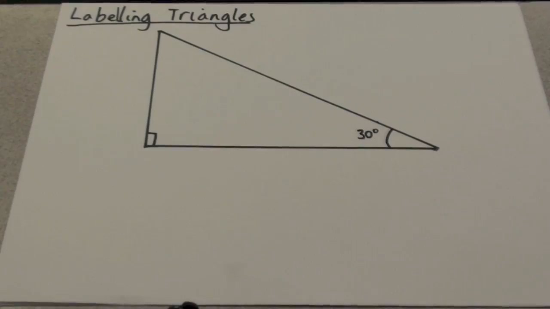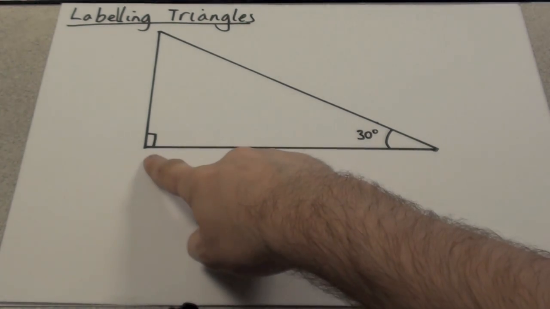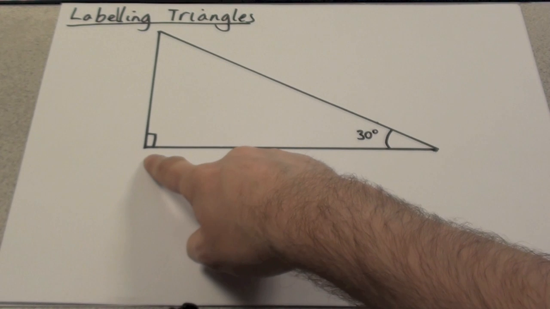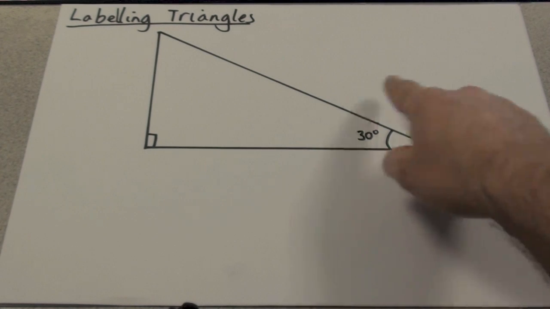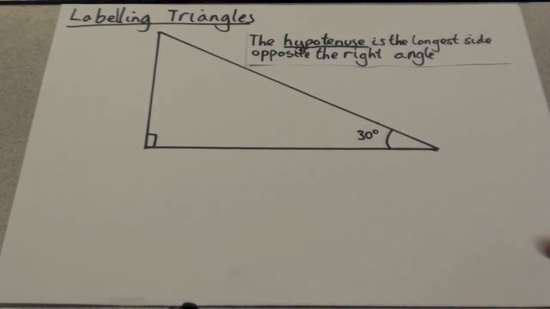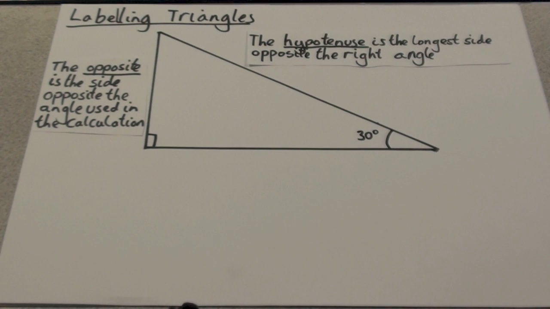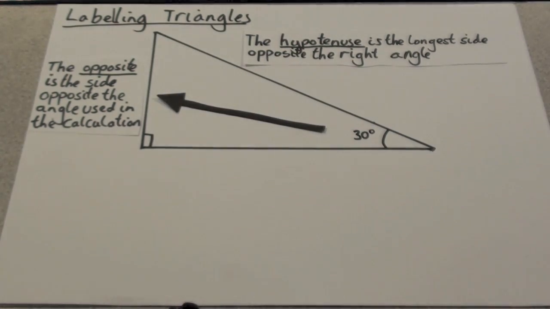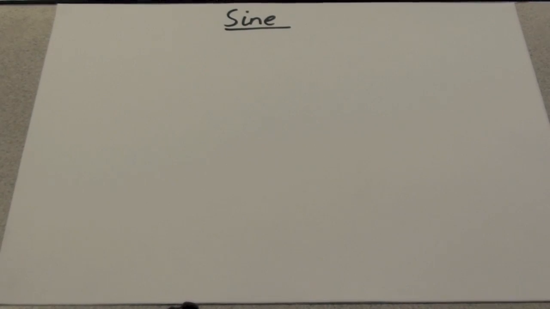But we need to know how to label triangles first. This obviously is a right-angled triangle. There's the right angle. We've also got an angle of 30 degrees. The hypotenuse is the longest side, opposite the right angle. The opposite side is the side opposite the angle used in the calculation. And finally we have the adjacent. This is the side next to our angle used in the calculation.